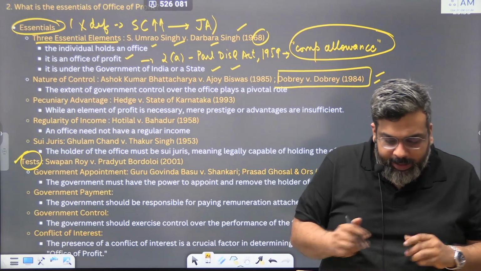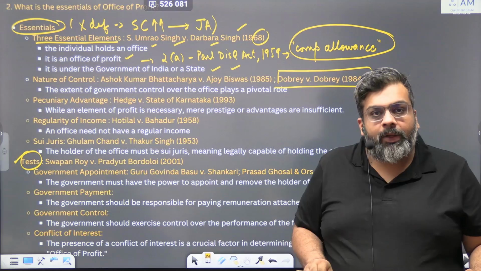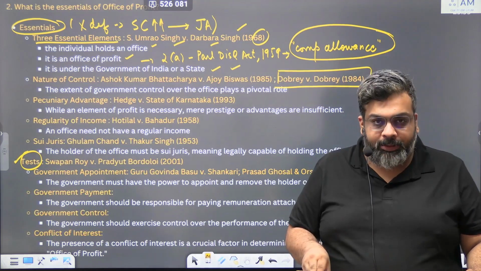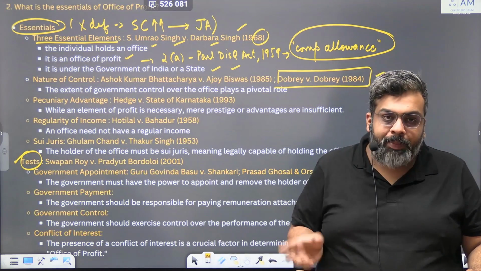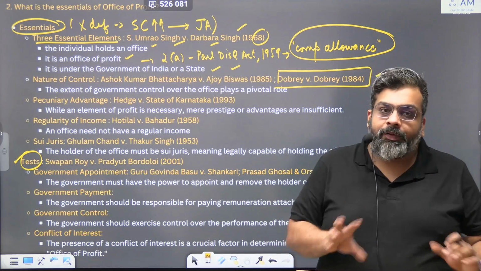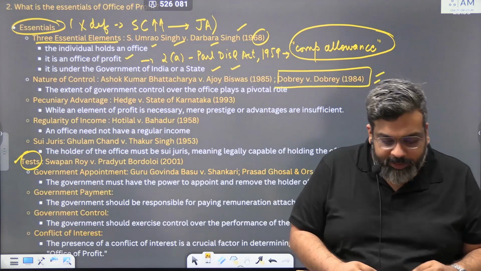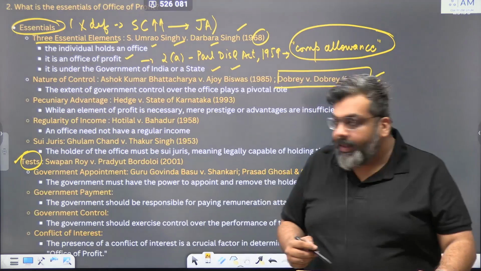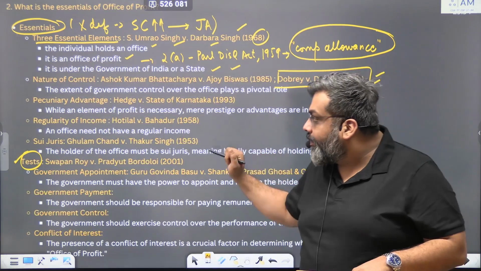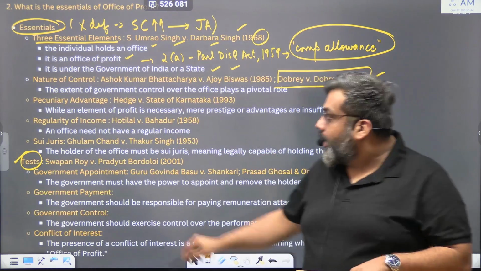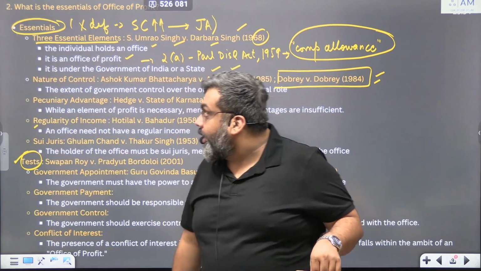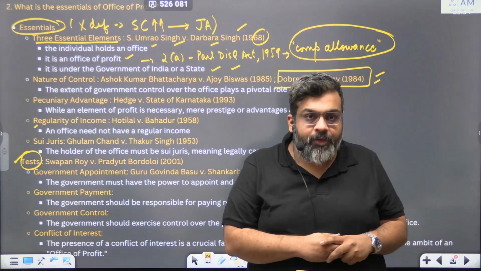very categorically explain that just because there is a prestige value attached to it, just because there are certain perks attached to it, the office necessarily does not become an office of profit. And the court also in 1958 in Hotilal versus Bahadur added another essential, which was basically regularity of income.